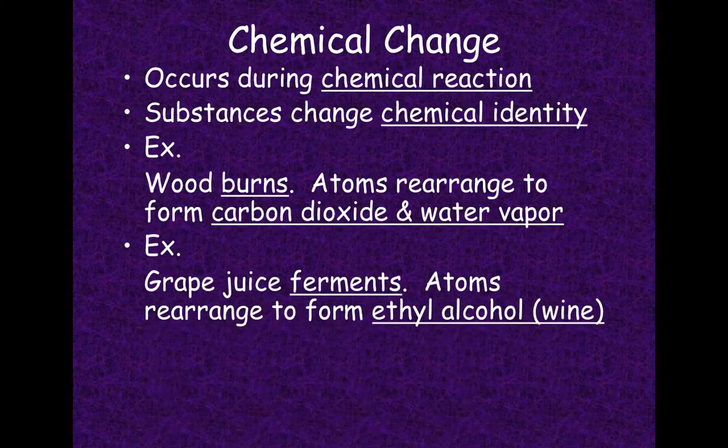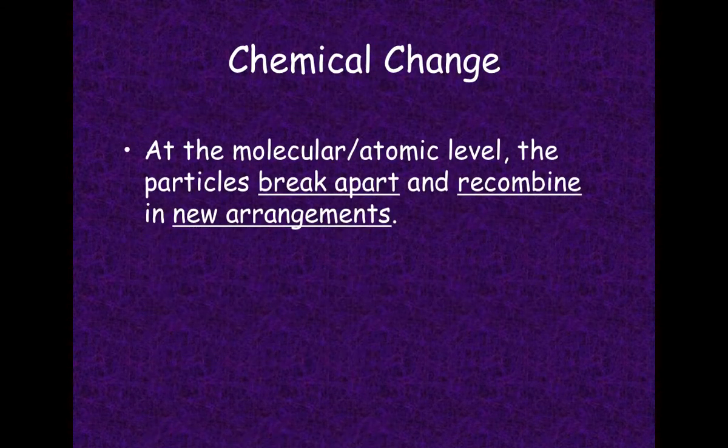Another example is grape juice fermenting. When I put grape juice with yeast, the atoms are going to rearrange to form ethyl alcohol, and this is one of the processes that are involved when we make wine. Again, I can't take that ethyl alcohol and magically have it turn back into grape juice. If I look at the molecular or atomic level, the particles are actually breaking apart and recombining to form new arrangements.